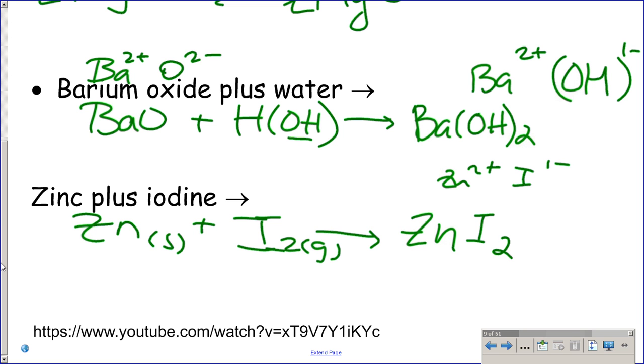ZnI2, as the 2 plus got crisscrossed over. Not because you smush them together. This 2 is not this 2. This 2 is because I'm diatomic iodine. This 2 is because zinc has a charge of 2. So it looks like you just smush them together, but there's a method behind the madness, right?